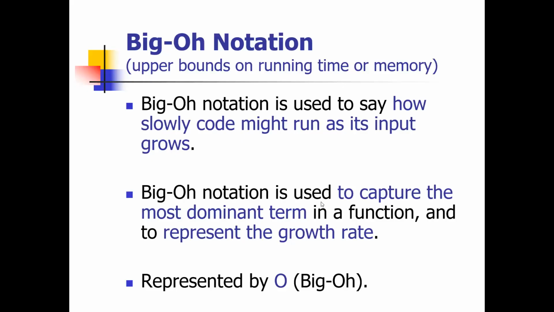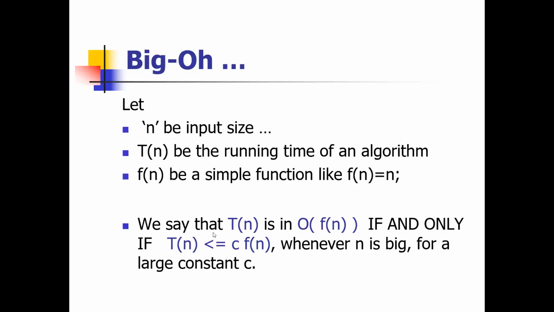So big O notation is used to capture the most dominant term in a function. What do we mean by the most dominant term in the function? That item that causes the greatest delay or makes the most contribution to the way the code runs. Okay? And to represent the growth rate, it's represented by big O, capital O.